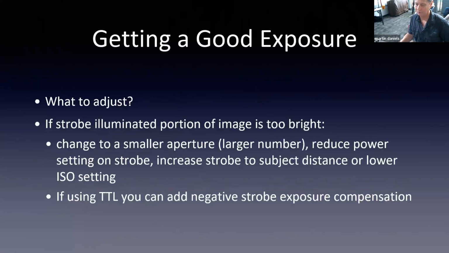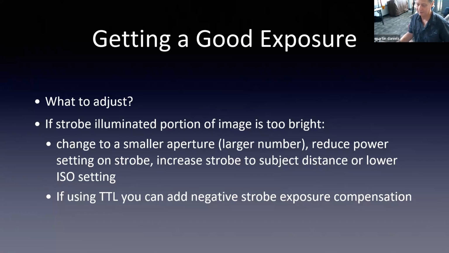Okay. So when you're shooting, if you want to get a good exposure, and the strobe part of your photo is too bright, these are the things you want to do. You manipulate these things to bring the brightness of your strobe part of your image down. Change to a smaller aperture, reduce your power setting on your strobe, or increase the strobe to subject distance, or possibly lower your ISO setting, which I would never mess with.